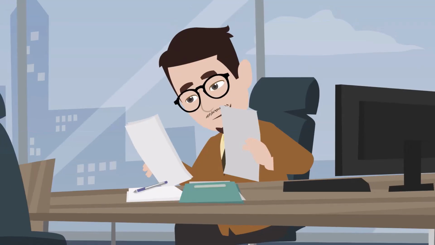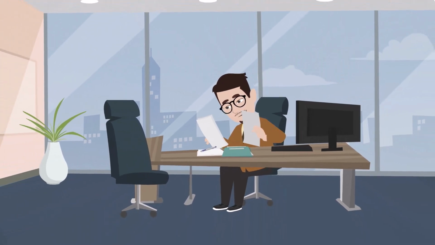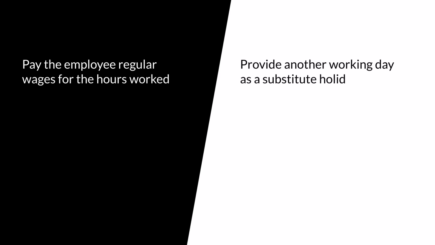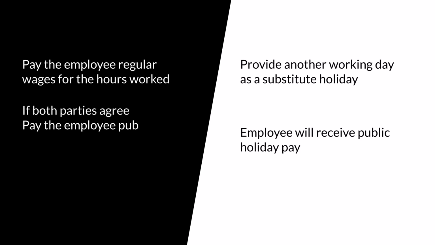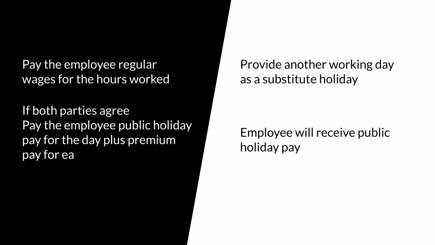Under Section 27, subsection 2, if there is an agreement to work on a public holiday, the employer has two options. They can either pay the employee regular wages for the hours worked on the public holiday and provide another working day as a substitute holiday for which the employee will receive public holiday pay. Or, if both parties agree, pay the employee public holiday pay for the day plus premium pay for each hour worked on that day.